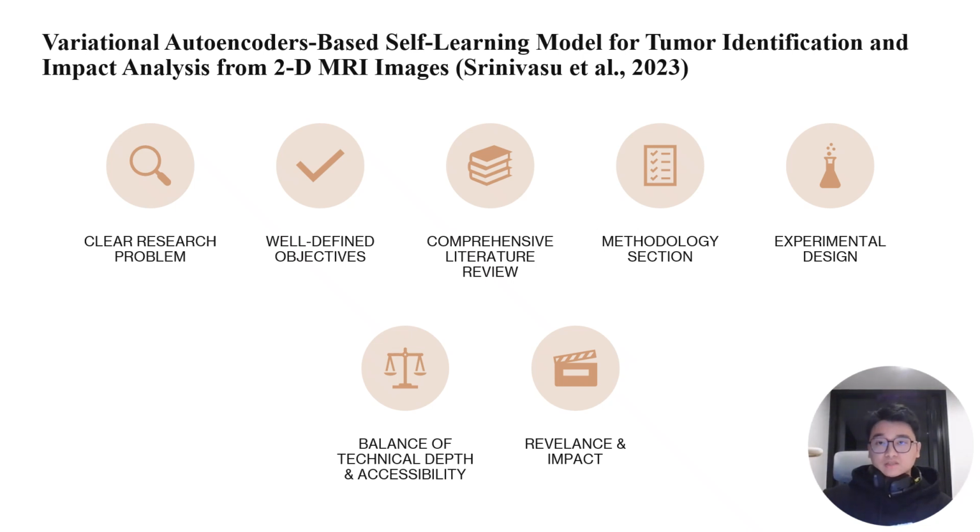The methodology section also provides a structured step-by-step process of creating the model, and the experimental design of the research is also very clear. It includes all the dataset details, evaluation metrics, and a confusion matrix. The paper also has a balance of technical depth and accessibility. It is technical enough to showcase advanced AI methods, but still approachable for students learning research writing.